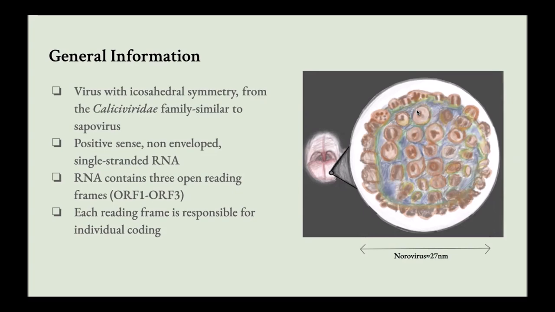Norovirus is a positive sense, non-enveloped, single-stranded RNA virus that is made up of three overlapping reading frames. Each reading frame encodes for something specific within the virus. For example, open reading frame 1 is responsible for coding structural and non-structural polyproteins that play a role in host spreading, while ORF2 and ORF3 encode for capsid protein.